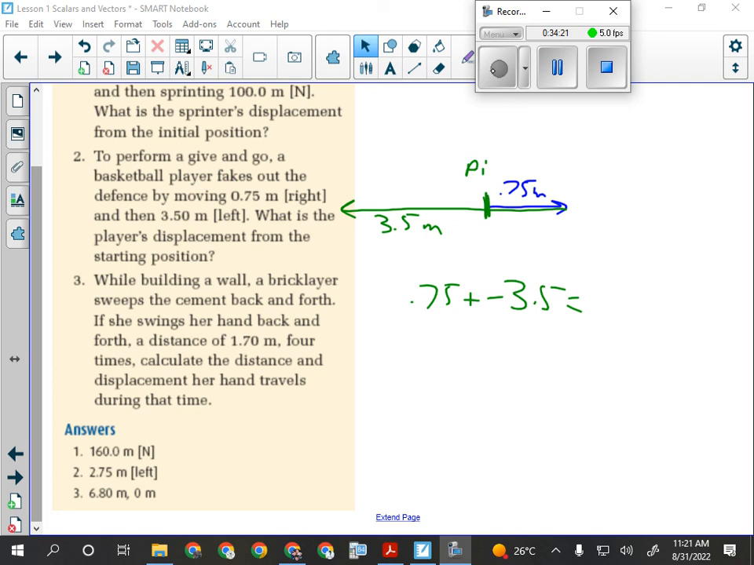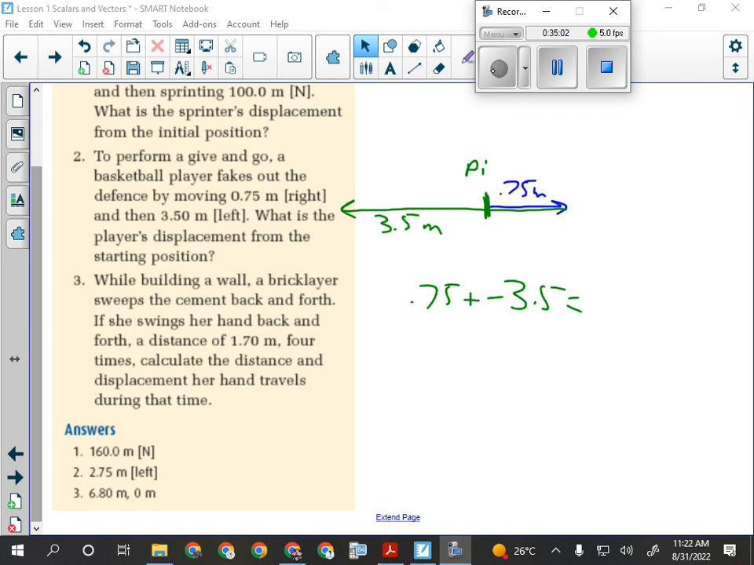The total distance is 6.8. 1.7 times 4. So she moves her hand 6.8 meters in total. But she goes back and forth 4 times. Where does her hand end up? Back where she started. So her total displacement is 0. Anytime your final position and your initial position are the same, your total displacement is going to be 0. If displacement is 0, what do you put as a direction? Nothing. You can't give a direction if no position changes. That's a good question. Any other questions on that?